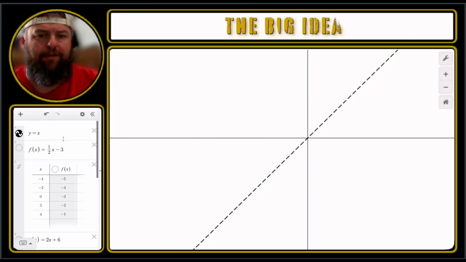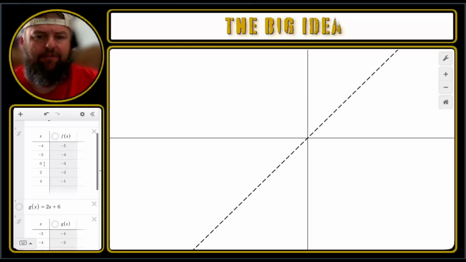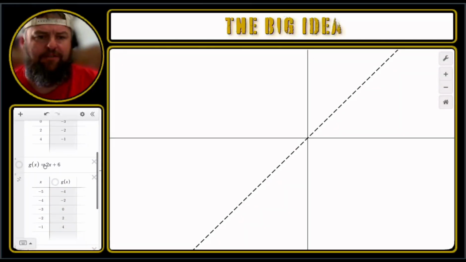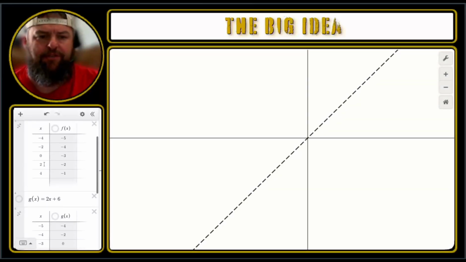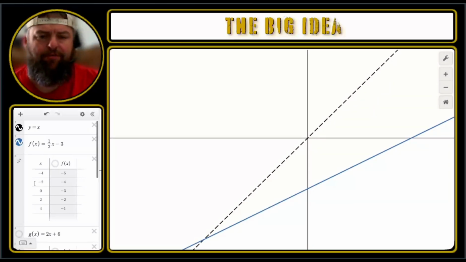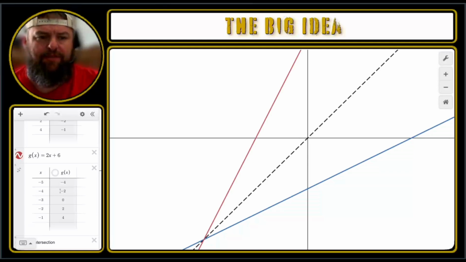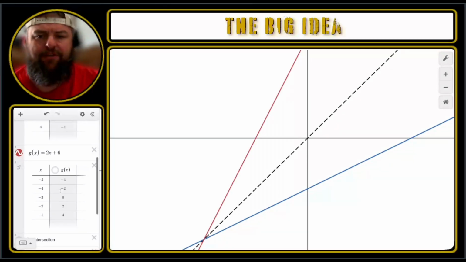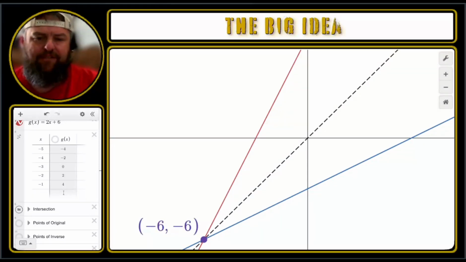First, I defined the linear parent function y equals x. After creating the functions in Desmos, I can compare the tables of f of x and g of x. Here, we can see that the inputs and outputs are interchanged. By activating the lines, so there's your f of x equals 1 half x minus 3 and g of x equals 2x plus 6, I can observe that the two lines intersect on the linear parent at y equals x at coordinate -6, -6.